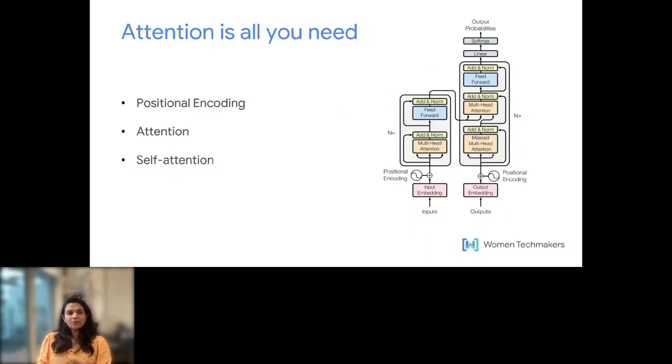Transformers were first introduced in the paper called Attention Is All You Need. The transformer architecture introduced three main concepts. The first is positional encoding, then attention, and self attention.